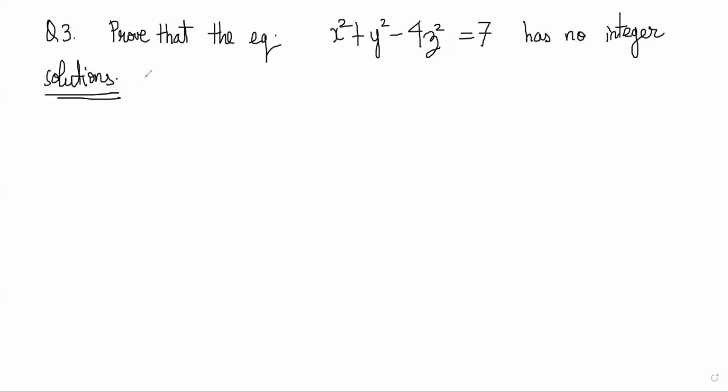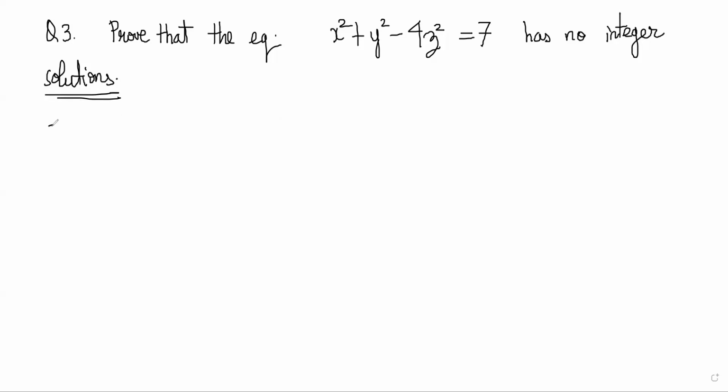In the congruence method, the key idea is to select the right modulo with which we need to take the equation congruent to. So we are going to take mod of some number on both sides of this equation and try to figure out whether it makes sense or not, or whether we can come to a contradiction or not.